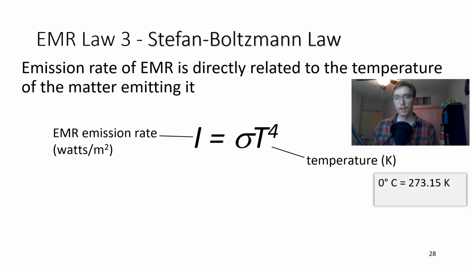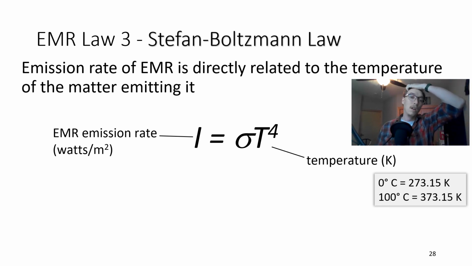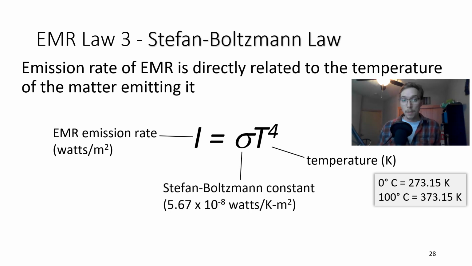So just a quick note: 0 degrees Celsius is equal to 273.15 degrees Kelvin. 100 degrees Celsius is equal to 373.15 degrees Kelvin. Sigma is our Stefan-Boltzmann constant, or 5.67 times 10 to the negative eighth watts per Kelvin to the fourth per meter squared.